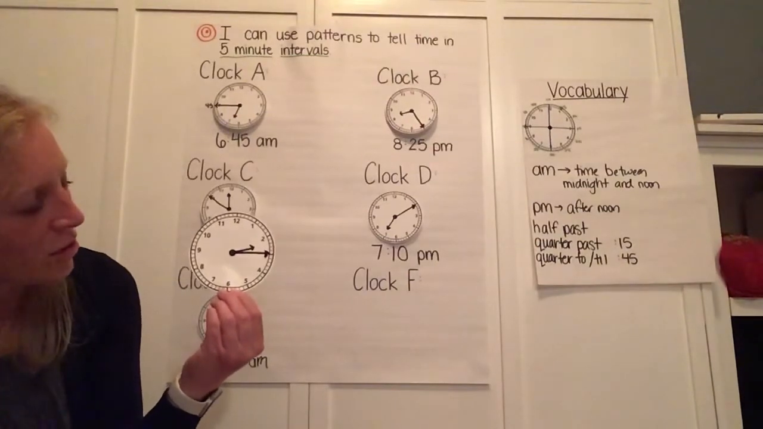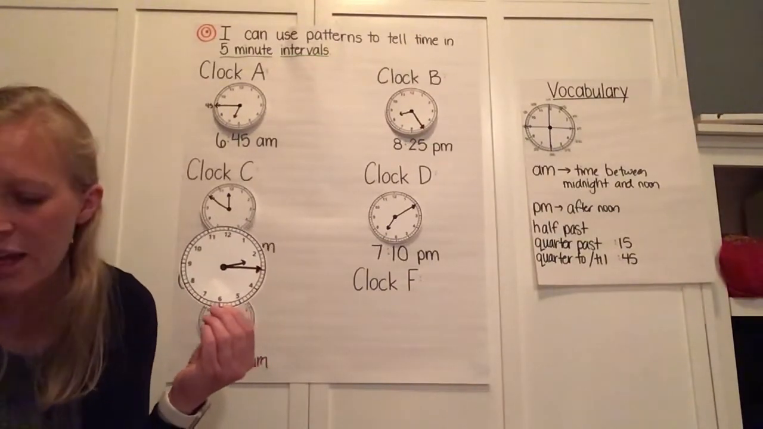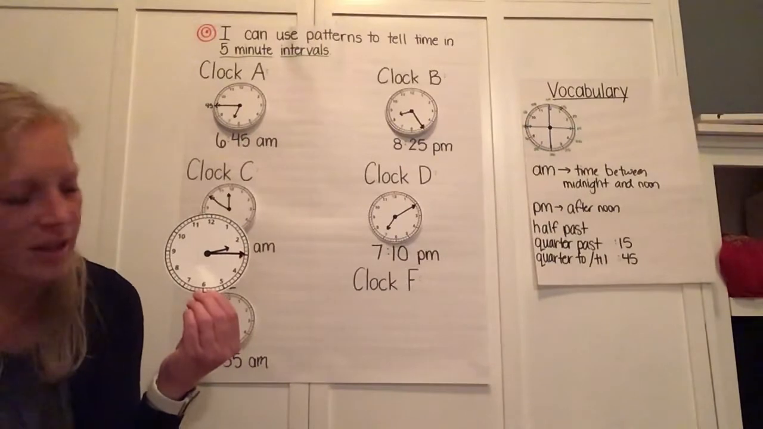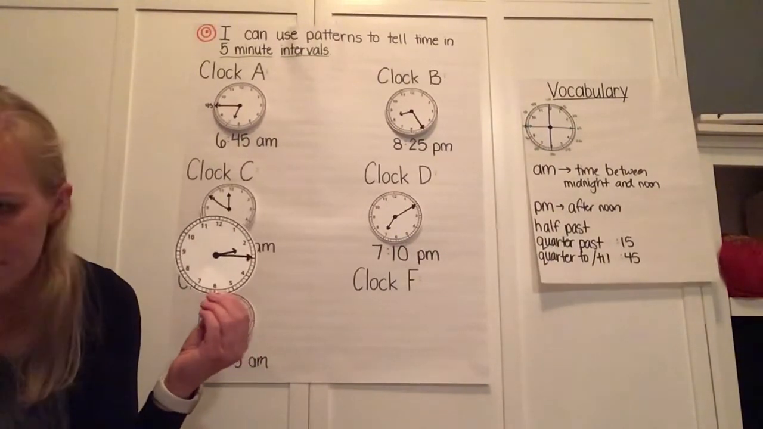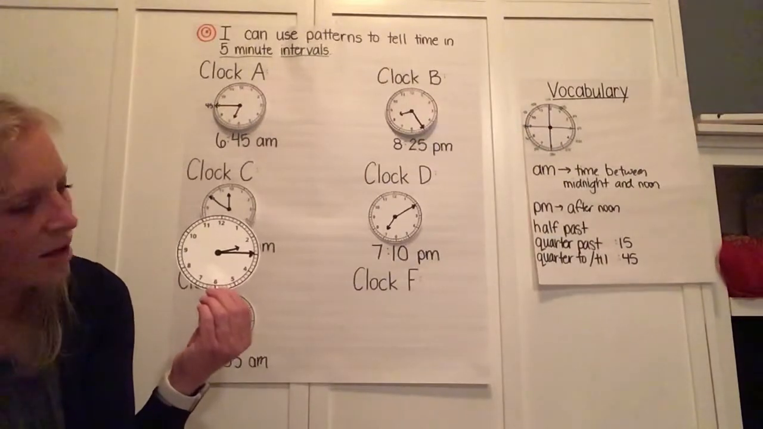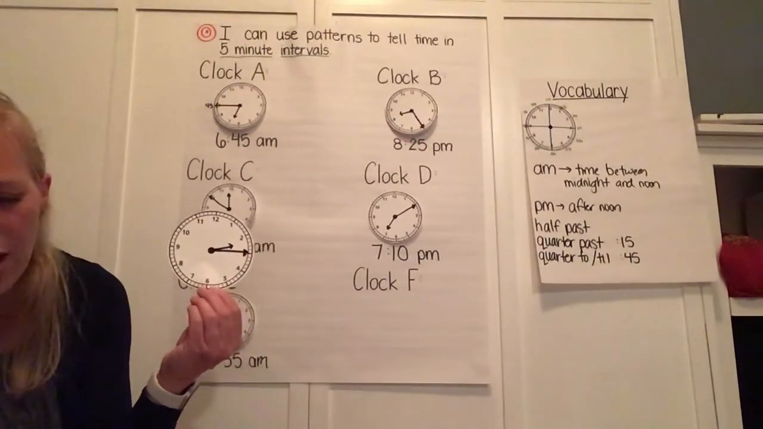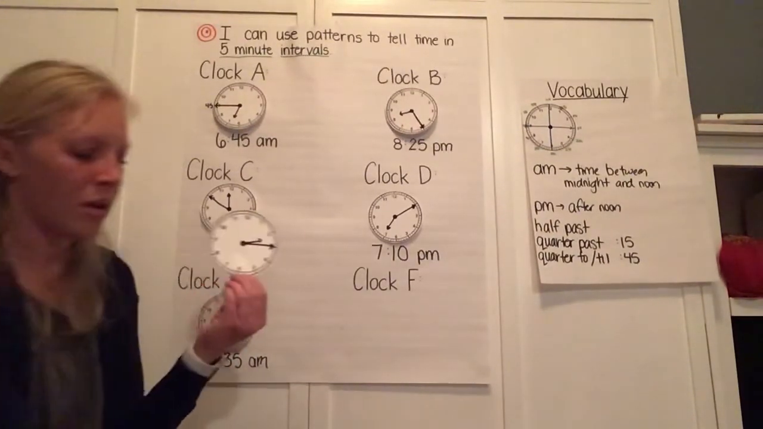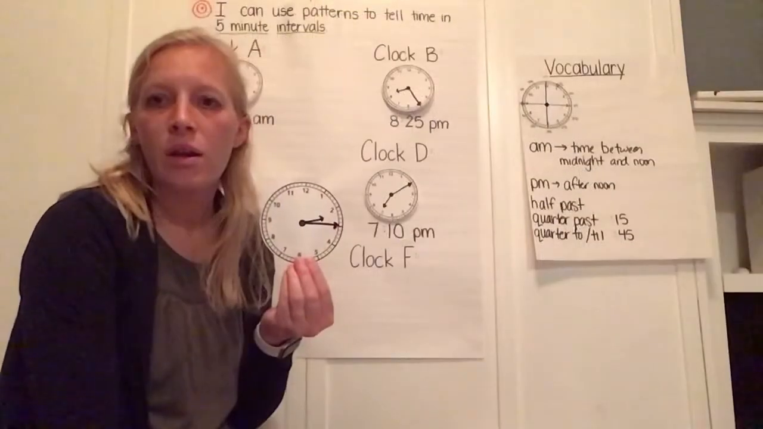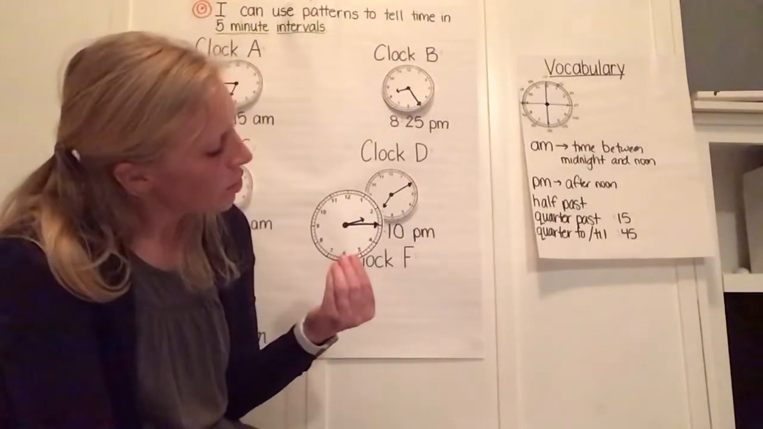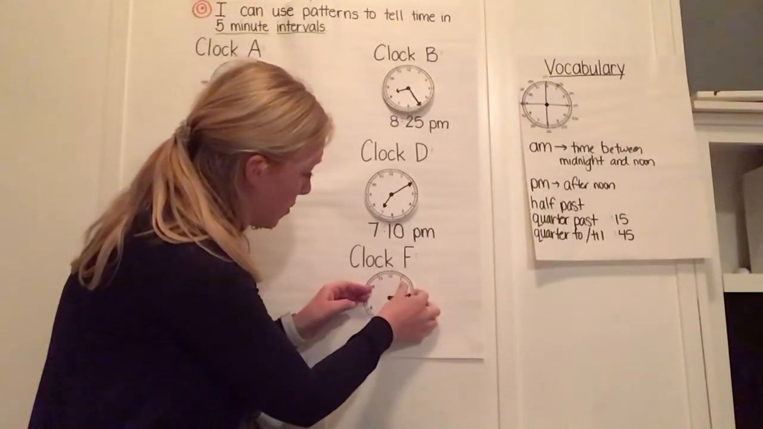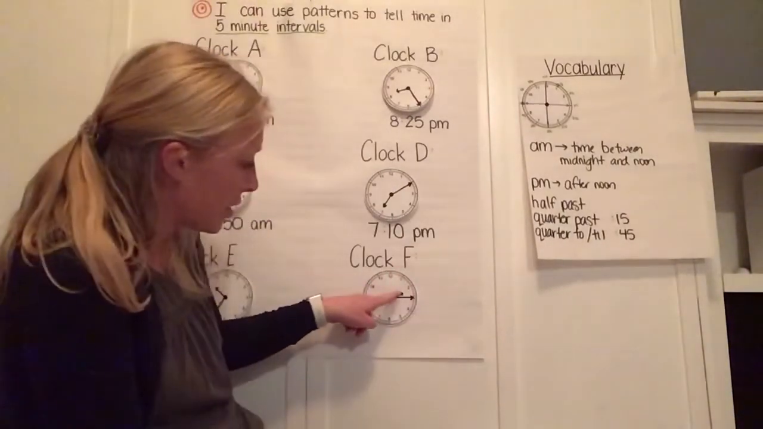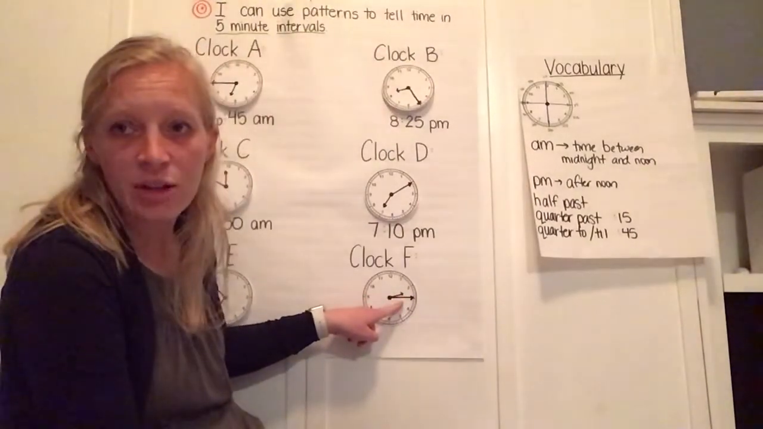I think it shows 3:15. Do you agree or do you disagree? What is our hour then? If you disagree, what's our hour? Why do you say the hour is 2 o'clock? Okay, because it's past the 2, but it's not to the 3 yet.